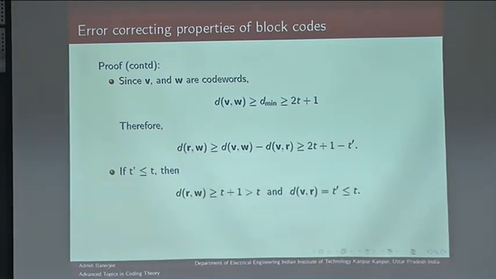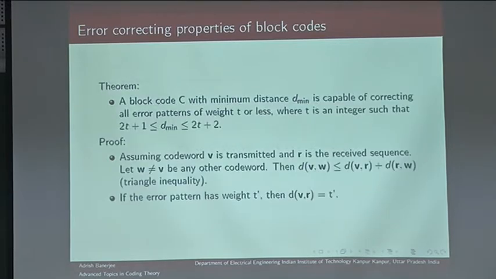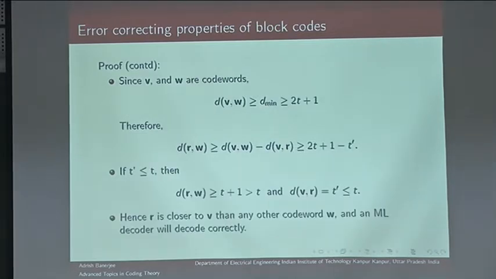So, what I have shown you is that when the minimum distance was at least 2T plus 1, it is able to correct T errors, because my decoder would not make an error. What I have shown is that the received sequence R is closer to V than any other code word, and hence the maximum likelihood decoder will correctly decode. So, in other words, if the minimum distance is at least 2T plus 1, it can correct T errors.